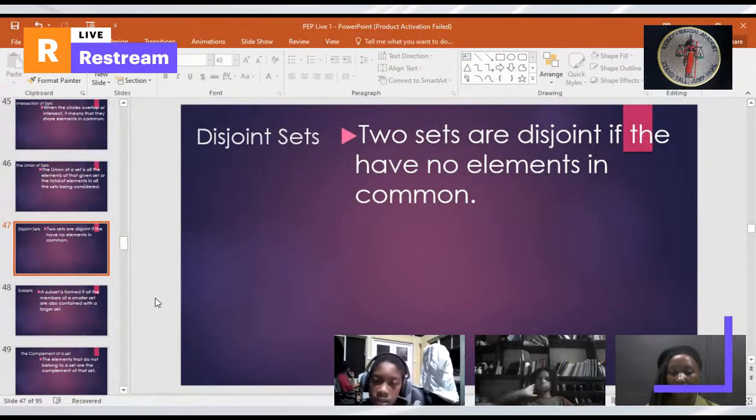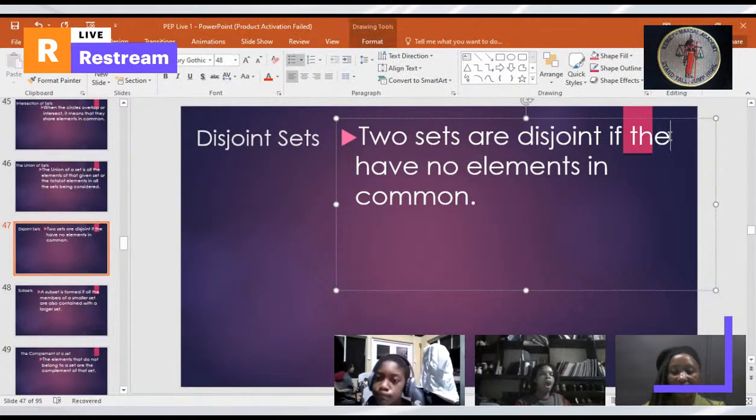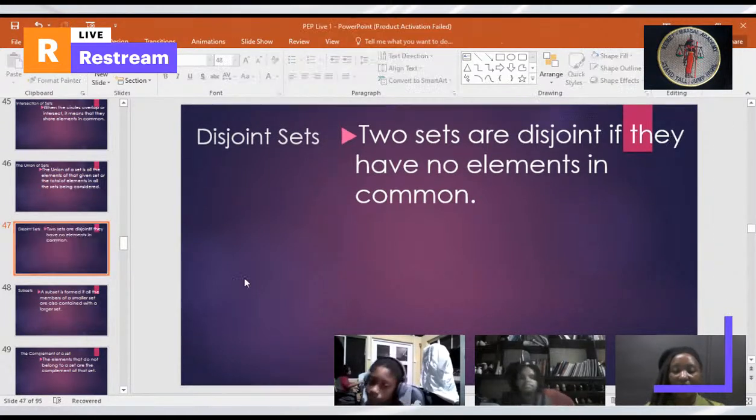Disjoint sets. Two sets are disjoint if they have no elements in common. All right, so disjoint sets are shown in the Venn diagram by two circles that do not intersect. Right? They don't overlap each other. They are separate. We say they are disjoint.